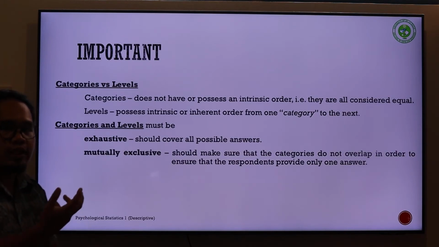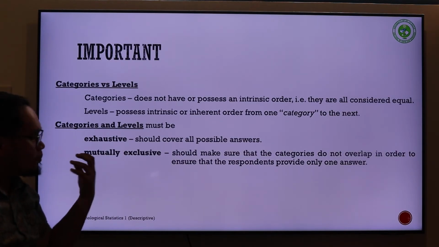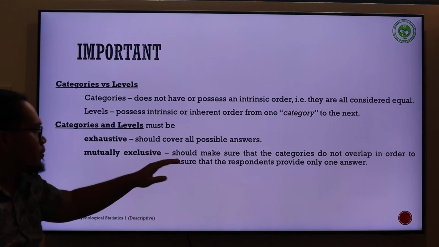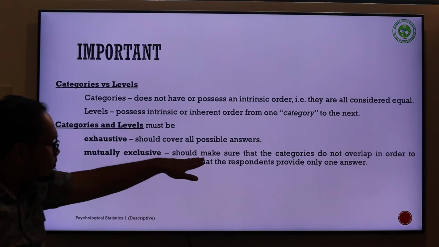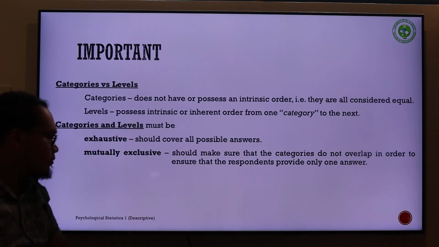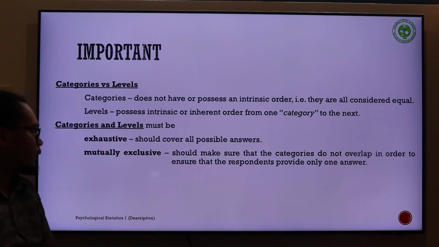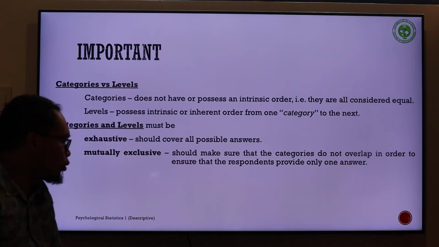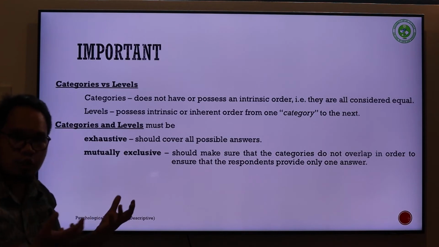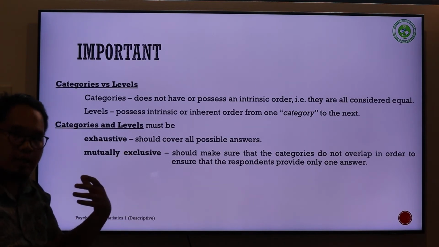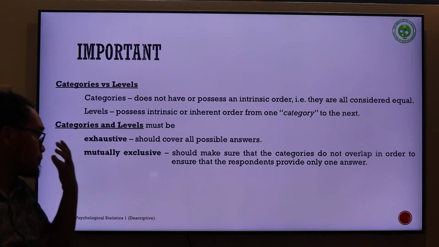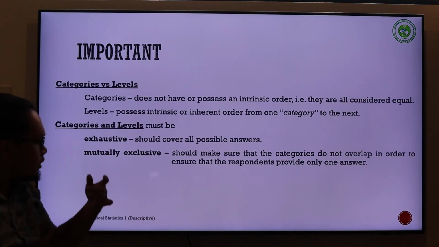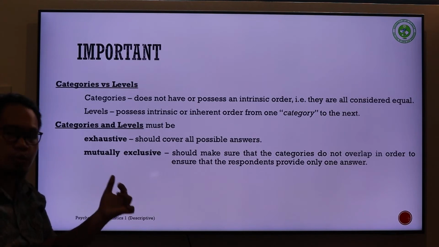Also, it should be mutually exclusive. How do we mean by mutually exclusivity? As the creator of the questionnaire, you should make sure that the categories or the levels do not overlap, in order to ensure that the respondents provide only one answer. So in short, you need to make sure that your options are not confusing, in such a way that your respondents would only choose one answer.